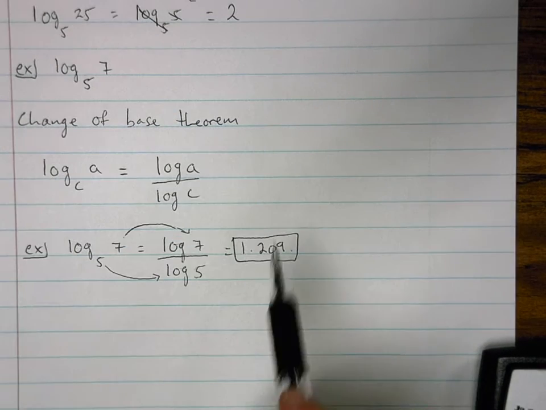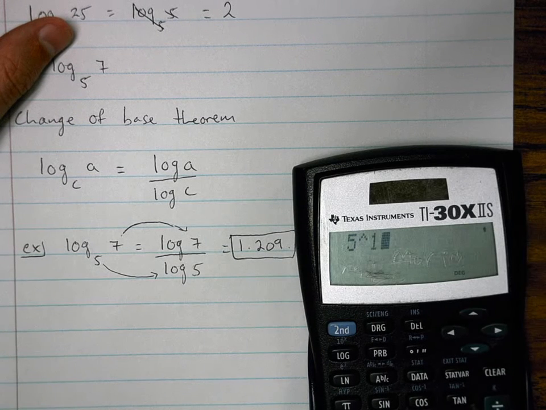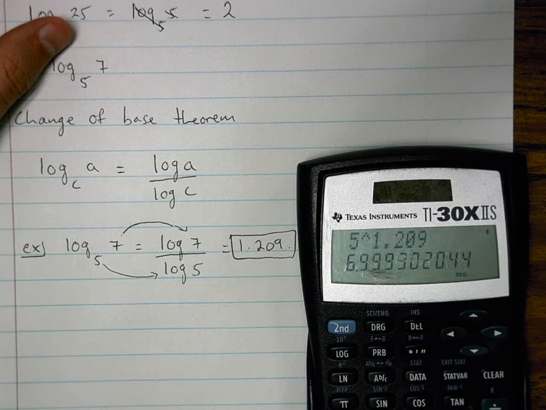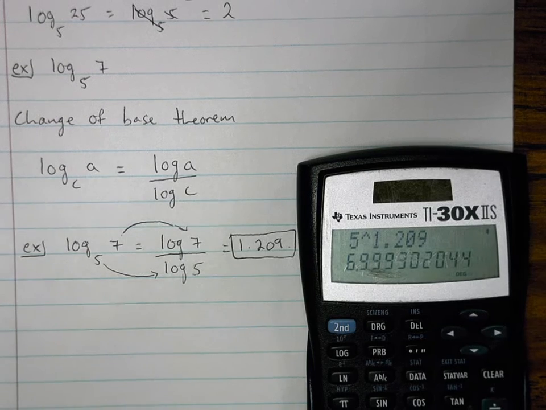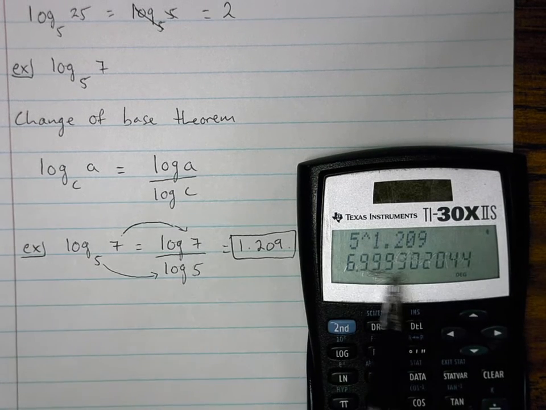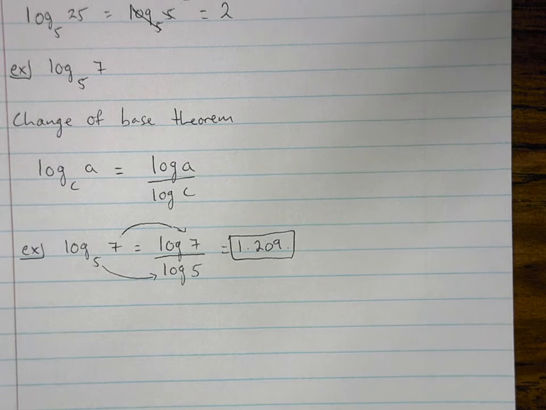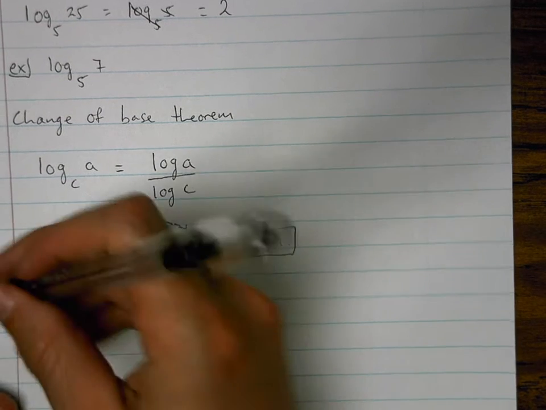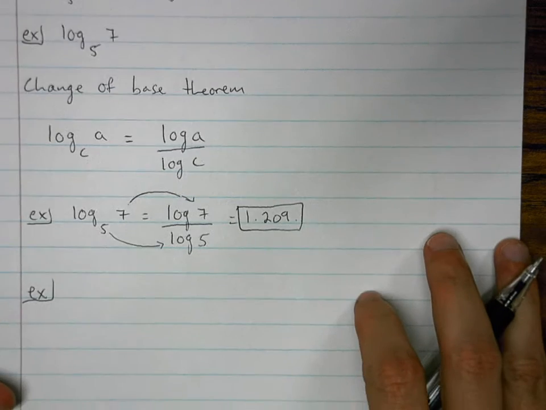That means 5 raised to the 1.209 power is almost equal to 7. It's not exact because we rounded to 3 decimal places, but look at how close it gets. Okay. So we're actually going to solve a few problems here. I want to make sure I get every situation.